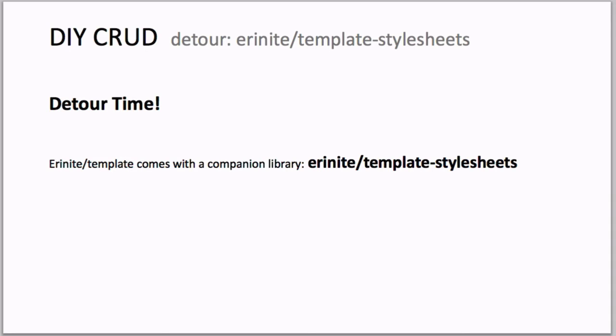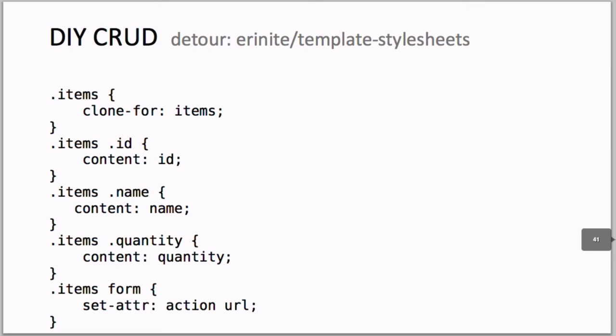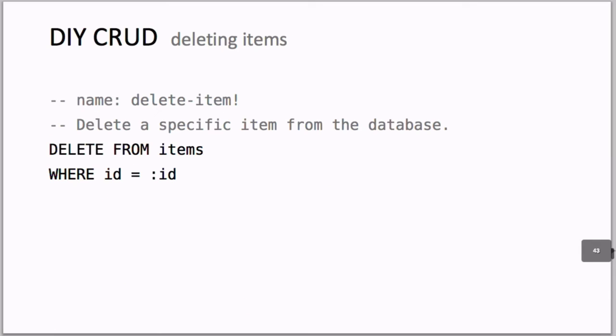I made a companion library called Template Style Sheets, which turns this into something that looks very much like CSS, which the designers can write now for me. Or at least they can update the selectors, at least. So that was an evening's work last week. It works quite well. It's not quite finished. There's one issue I think I have to fix. But by the weekend, that will be on Clojars, in case anyone cares to play with it. So I think that solves their issue.